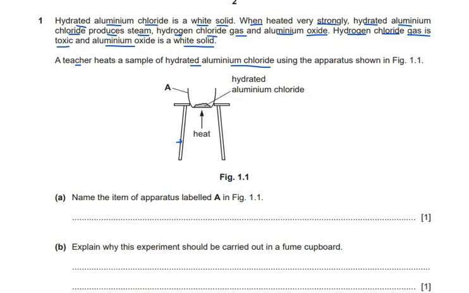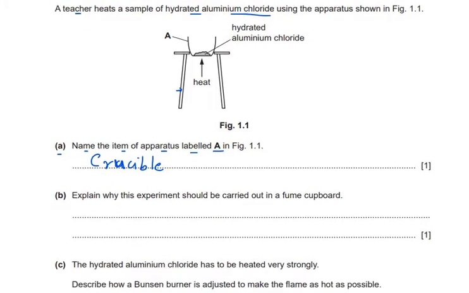Now the sub question A says, name the item of apparatus labeled A. Now A is the apparatus used for heating, and that is called a crucible because that's made of clay, which is generally used for heating any solid substance at a high temperature, because this crucible can withstand a high temperature without getting affected. So that's called a crucible. So here the crucible is named A.